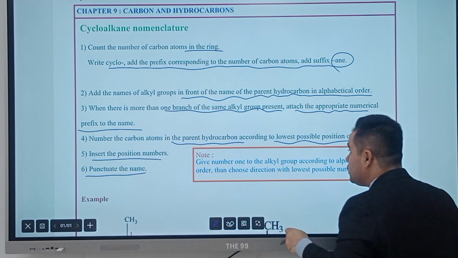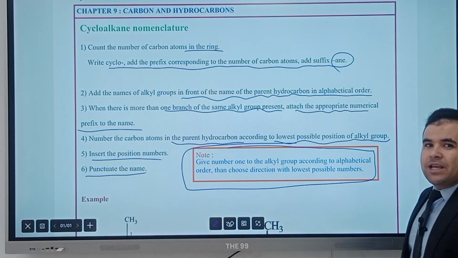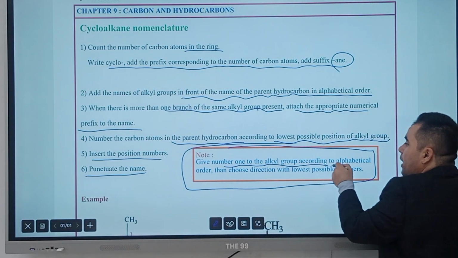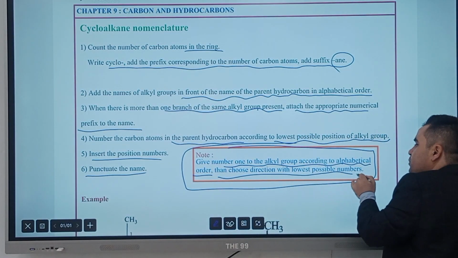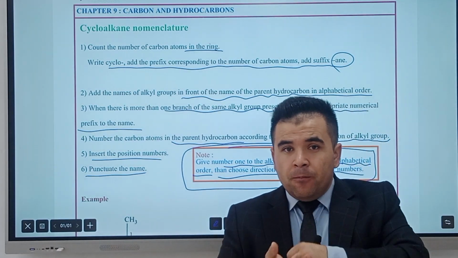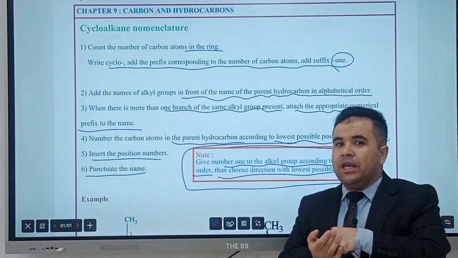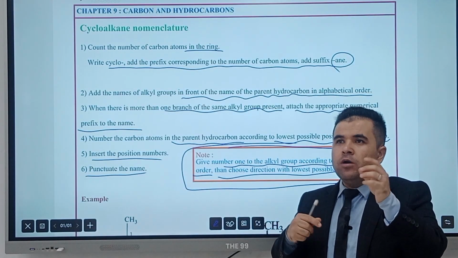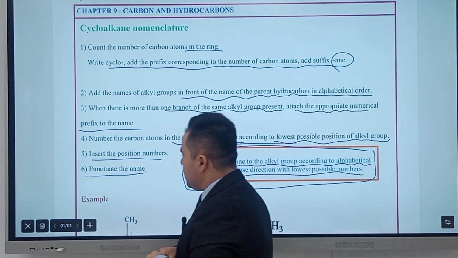But we have an important note here. The note says: give number 1 to the alkyl group according to alphabetical order, then choose the direction with the lowest position number. Always, for the first number, the priority goes to the alphabetical order. When there is methyl, ethyl, propyl, you have to start from the ethyl always, in the alphabetical order.